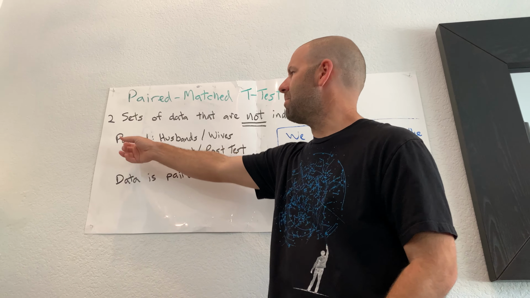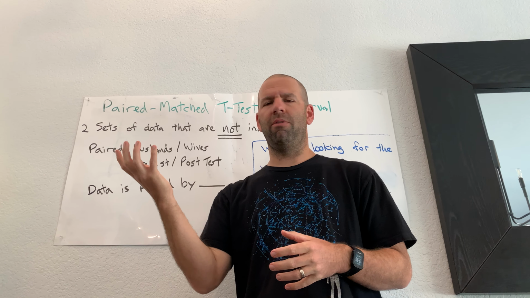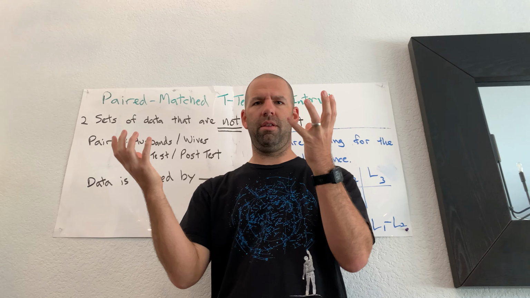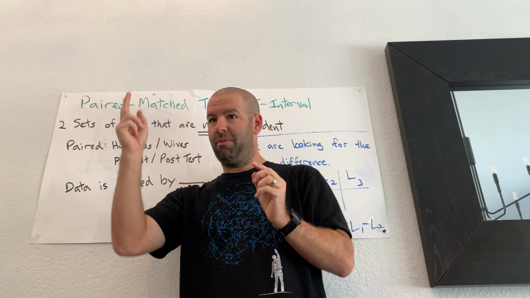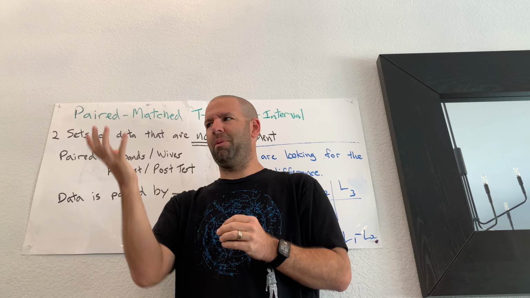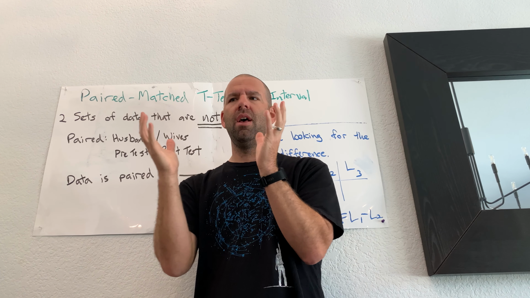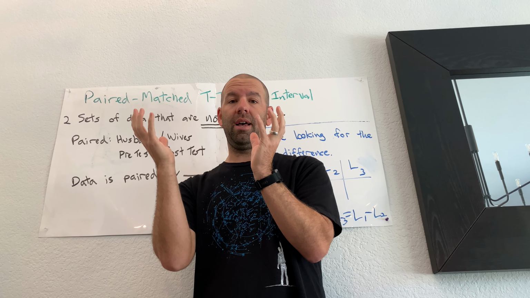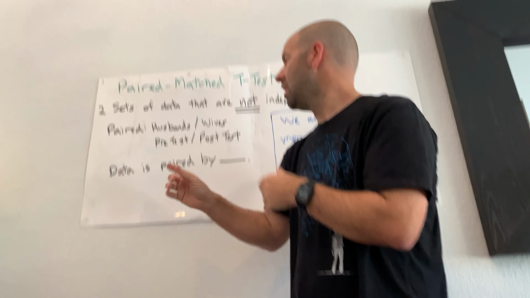So what does it mean to be paired? A couple of examples: husbands and wives. Let's say I have one group of husbands and one group of wives. Their wives, like husband, wife, husband, wife, husband, wife. Not just a bunch of husbands and a bunch of wives, but actually matched, right? They're matched. These are not independent groups. These are dependent groups. So that would be a matched test.